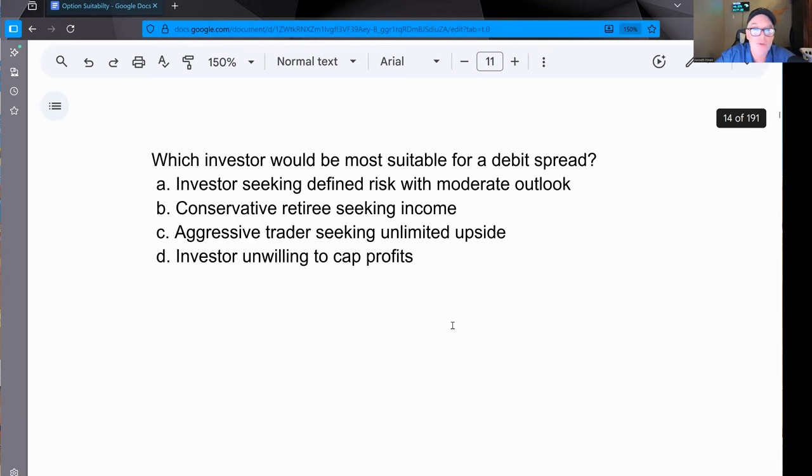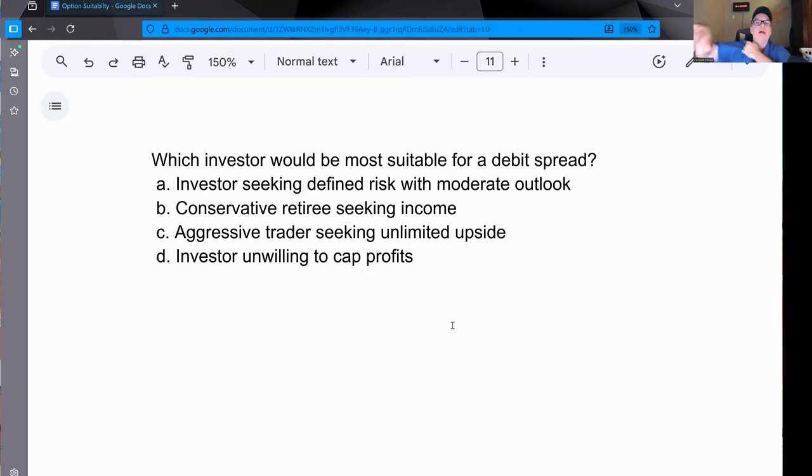Which investor would most be profitable for a debit spread? Okay, debit spread means that we're spending money. Let's see. So it does cap your profits. So debit means you're spending. So B is out. Spreads don't have unlimited risks. They have a limited risk and gain. And D is the same thing as C in a way that they want to make sure they have big profits. So it has to be A.